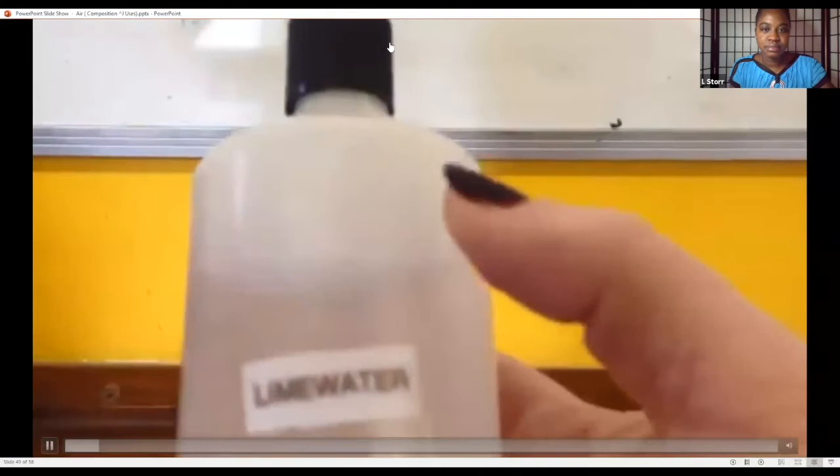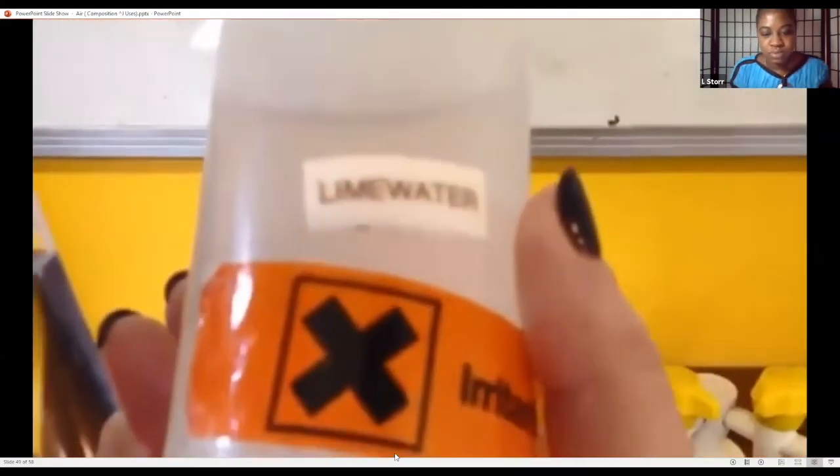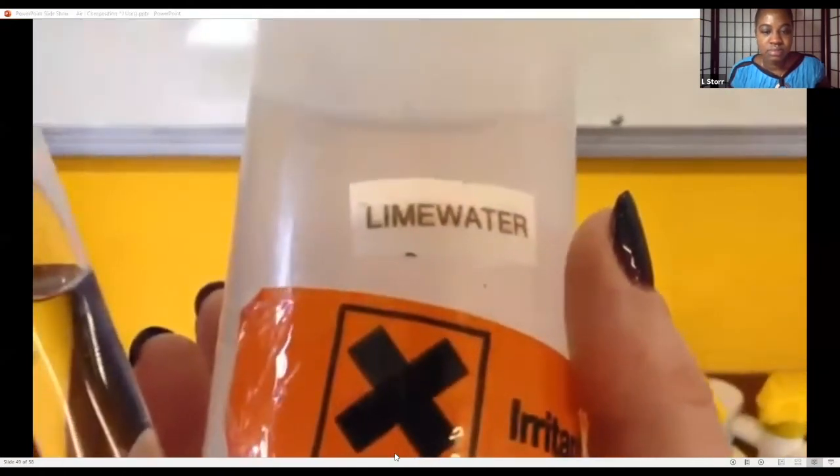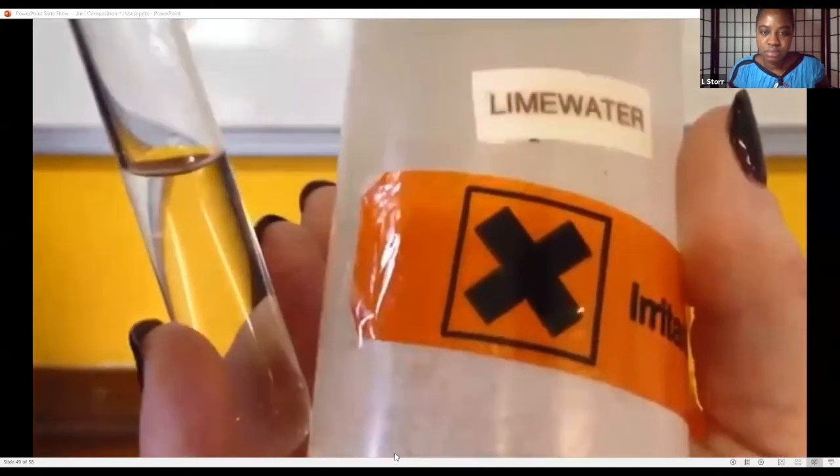So you need to know how to test for a number of different gases in your GCSE. This comes up all over the place in the GCSE, and this is the test for carbon dioxide. You need some lime water in a test tube, and the source of carbon dioxide that I'm going to use today is me. So I have a straw, and I'm just going to blow into this straw.